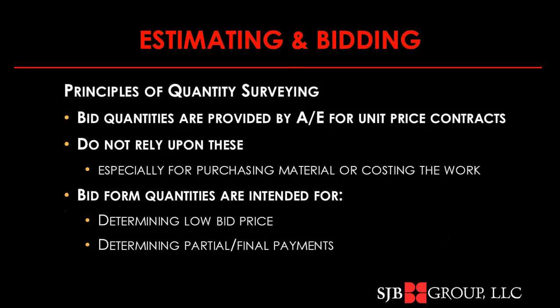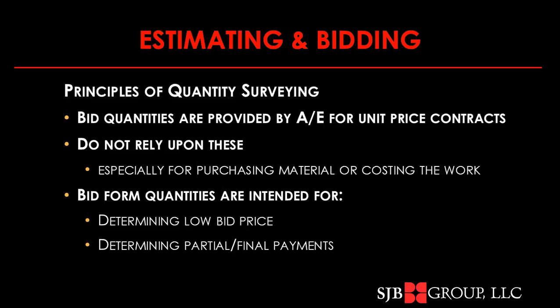Principles of quantity surveying. The bid quantities in the contract are provided by the architect engineer for unit price contracts. Don't rely on those quantities for purchasing of your material or costing of the work. By that, if the bid form tells you there's 10,000 yards of cut and fill to do, the numbers you're actually going to have to handle are going to be larger than those because of shrink and swell of the material.